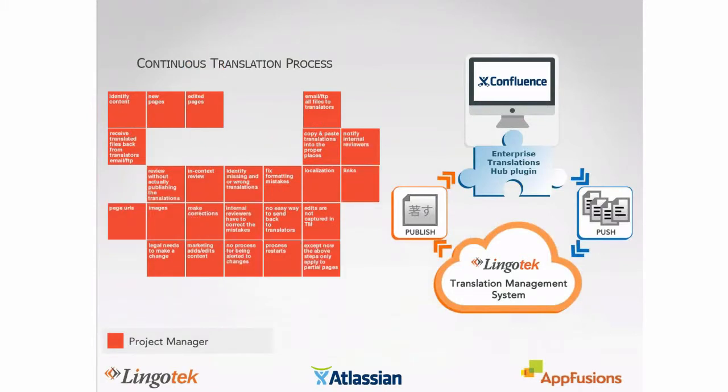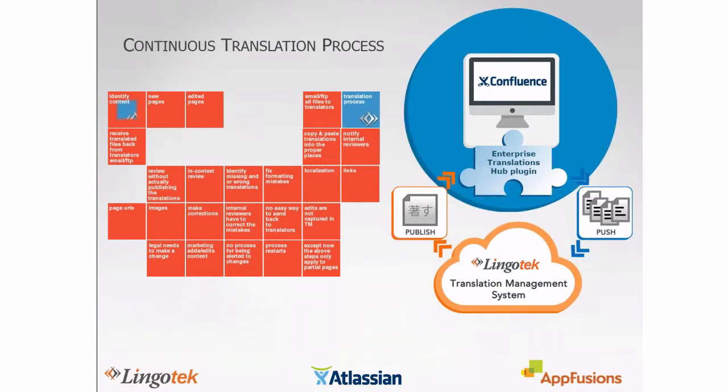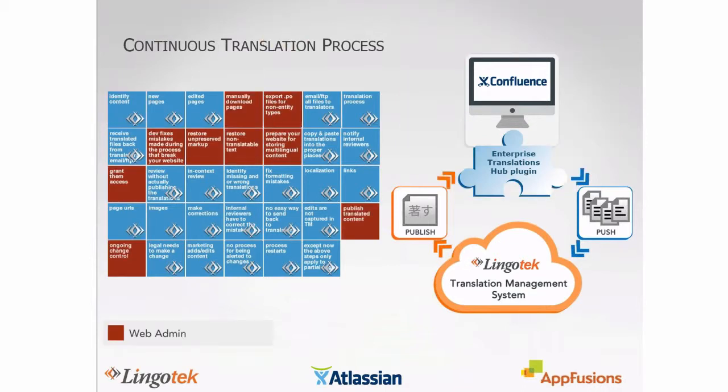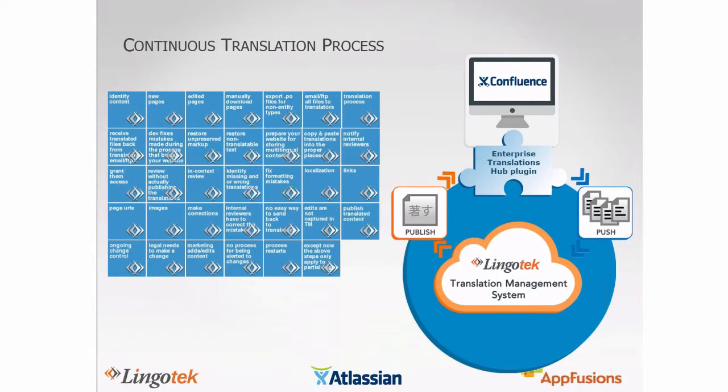So this continuous translation process stacks up as so. These steps, which today you're doing manually with a project manager, are completely automated using the Enterprise Translation Hub plugin so that you don't have to take all those manual steps anymore. And likewise, all of the web administrator tasks of getting those translations published out to your Confluence site are automated through the plugin. So that what you end up with now is instead of a bunch of red boxes that you have to do yourself, everything's being taken care of for you through the translation solution between Lingotek and AppFusions.